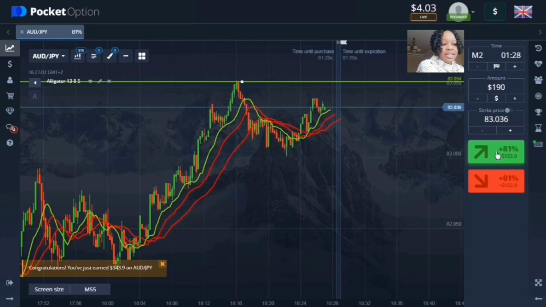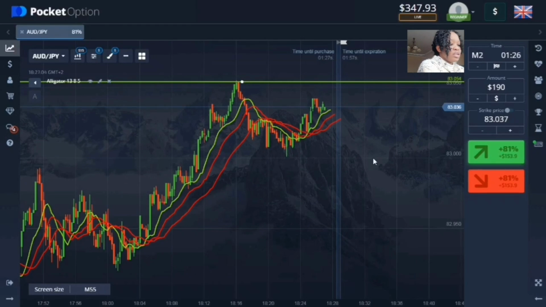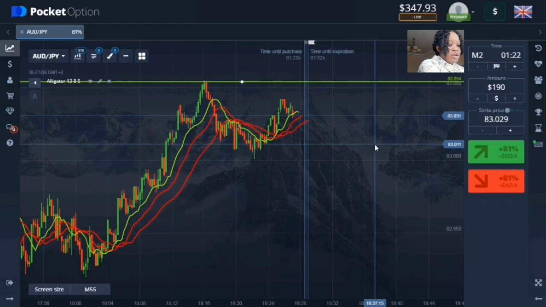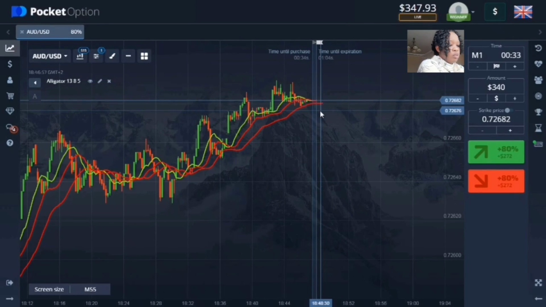Well, this is excellent guys. The upward movement continued and we closed the trade and collected our profit. So the indicator showed us a very good entry point. So let's go to the next option.